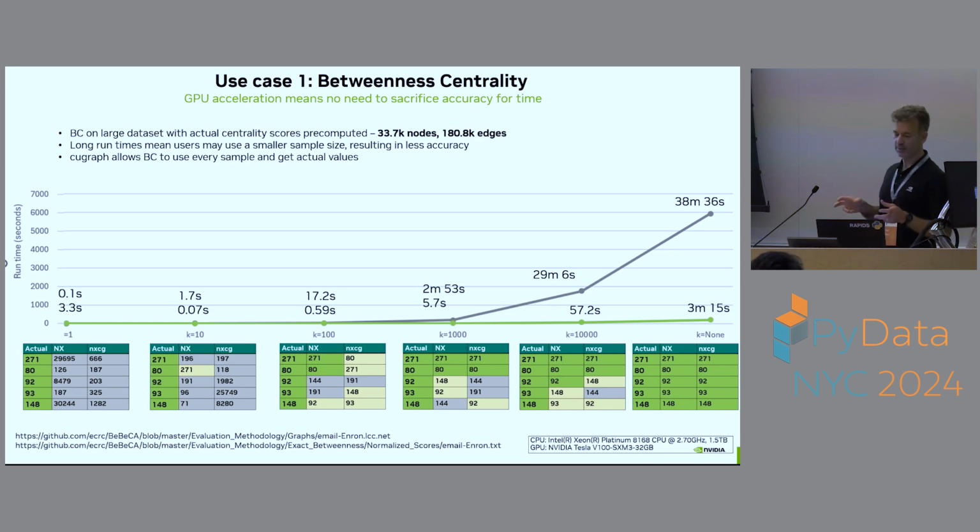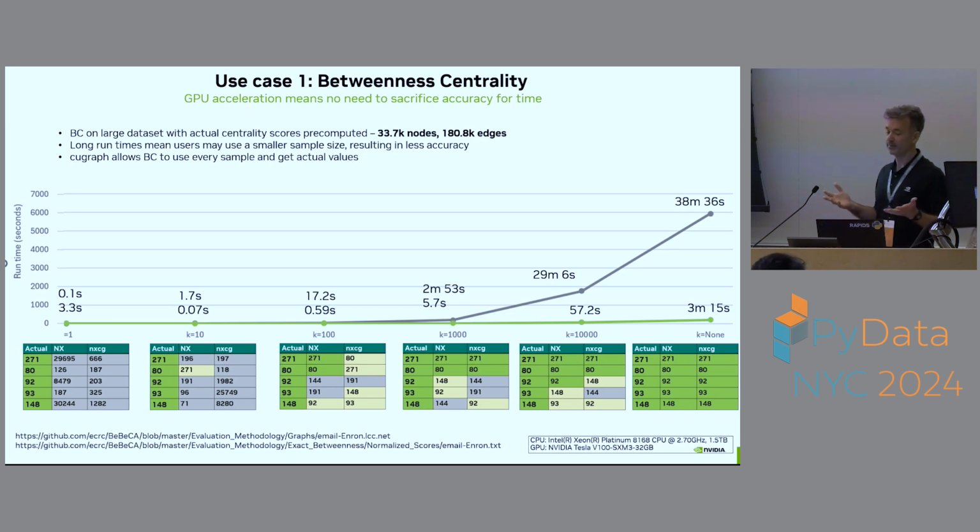The K refers to the number of samples that it takes. Betweenness centrality is an approximation algorithm that uses samples in the graph, computes shortest paths between those samples, and then determines how many times each node falls in the various shortest paths. And so if it falls in that shortest path a lot, then it's an important connected node that's central to various parts of the graph.